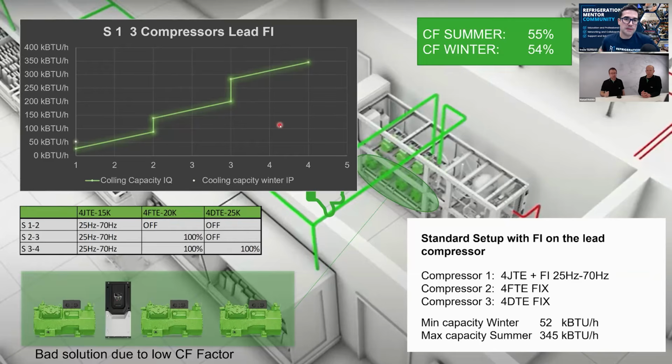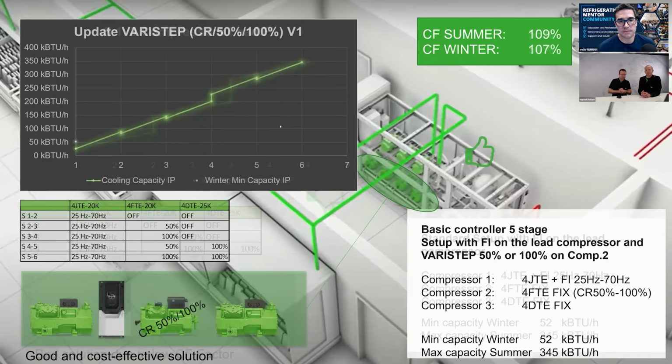If you have such a system and the winter capacity is more or less acceptable, because you have enough evaporator power in the winter, you can upgrade that system by replacing, for the moment, the second compressor with a fixed Varistep. This means you run the compressor at 50 or 100%. Then you can start the second compressor with 50% first, and you don't offer too much capacity, and you have a well-balanced system at the end of the day.